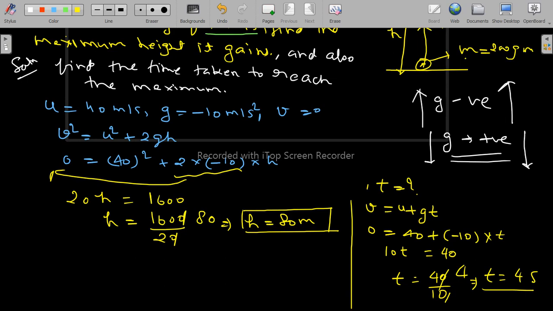Now this is how you find out the time. The time is 4 seconds, right? Yes, 4 seconds. We have calculated it. First of all, note it down. The answer is 4 seconds.